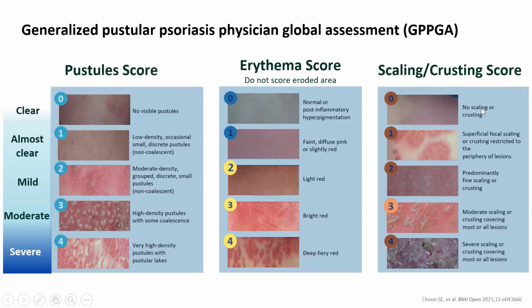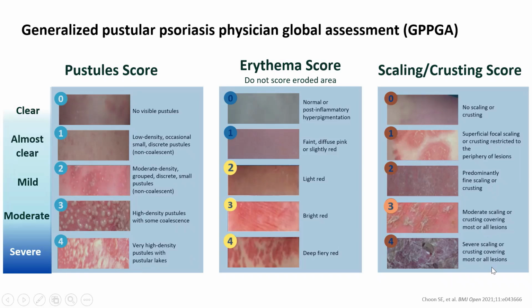For scaling, 0 is no scaling or crusting. 1, there's only superficial focal scaling or crusting, which is restricted to the periphery of the lesion. 2, predominantly fine scaling or crusting. And 3, moderate scaling or crusting covering most of the lesions. And 4, when there's very severe scaling or crusting covering most or all of the lesions.